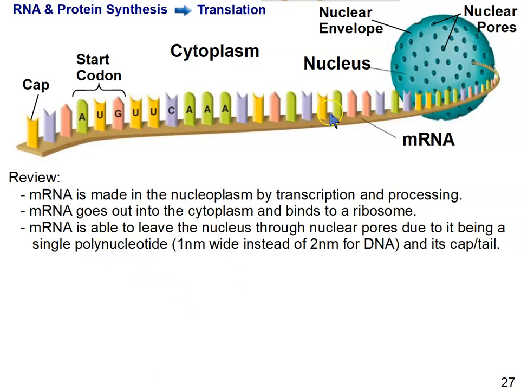Unlike DNA, that's a double helix, right? Well, RNA is a single polynucleotide. That makes it about half the width of DNA. Therefore, it's better able to fit through the nuclear pores. DNA never leaves the nucleus.